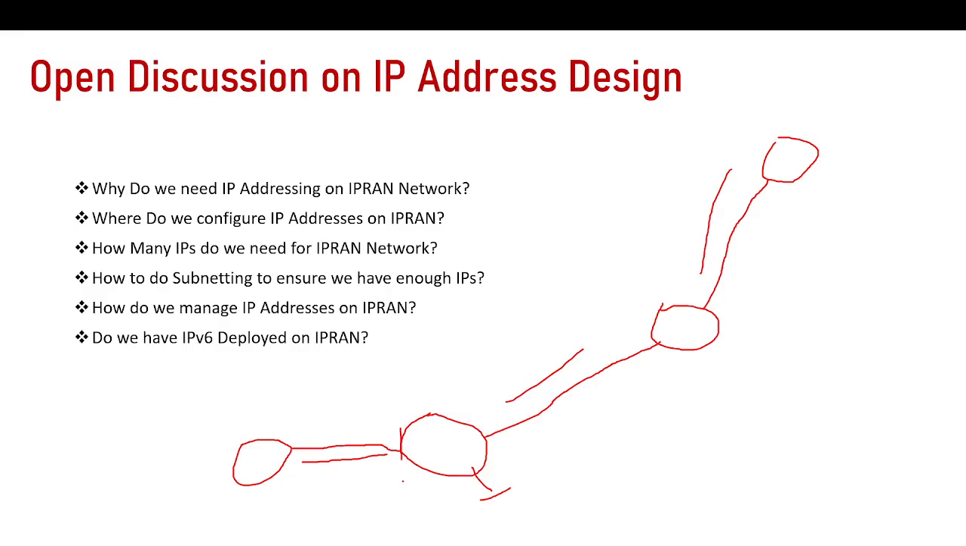How many IP addresses? It depends on the services for the RAN set. If, for example, we have 2G, 3G, 4G, and LTE, we need, for example, three subnets: one subnet for 2G, one subnet for 3G, and one subnet for 4G. And for management also, we need one subnet.